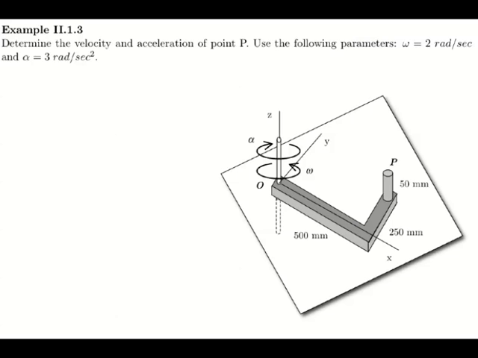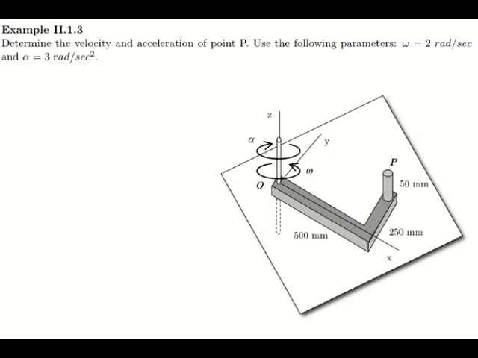In this problem, we have an L-shaped bar. The L-shaped bar is rotating about a vertical axis, the z-axis, which is passing through end O of the bar. It's rotating, as we look at it from the top, in a counterclockwise sense, with a speed of 2 radians per second. But that rate is decreasing such that the angular acceleration vector is in the minus k direction with a magnitude of 3 radians per second.